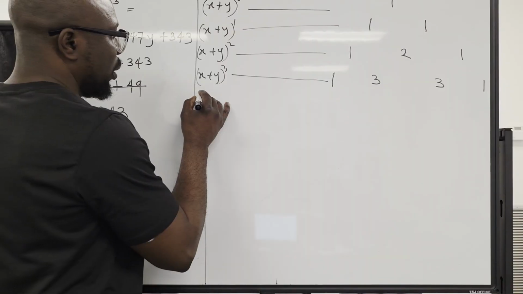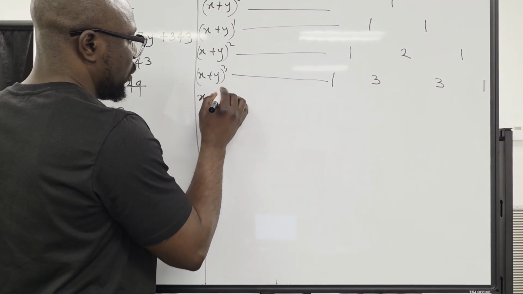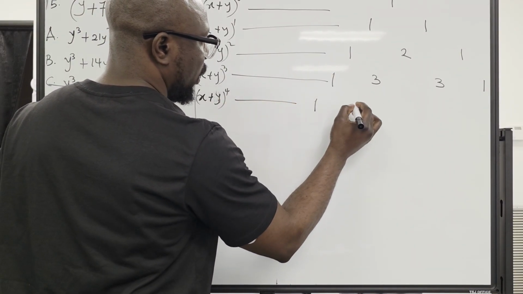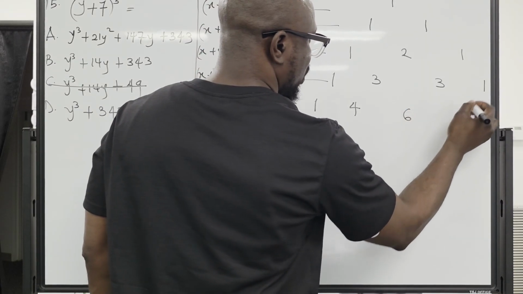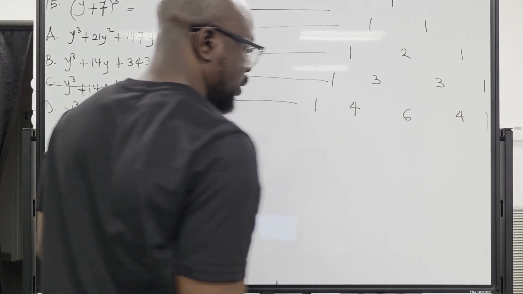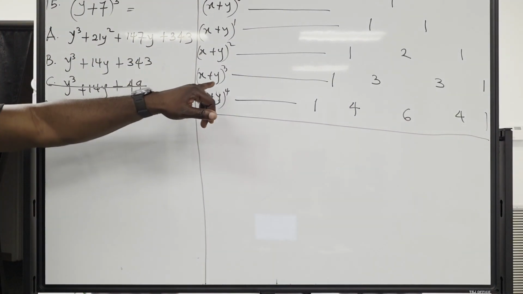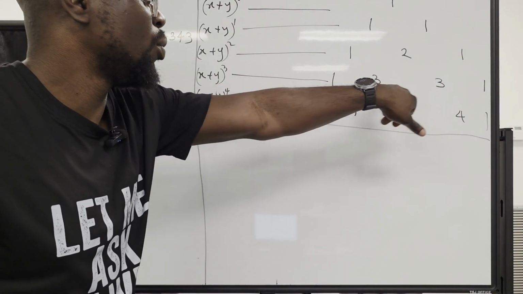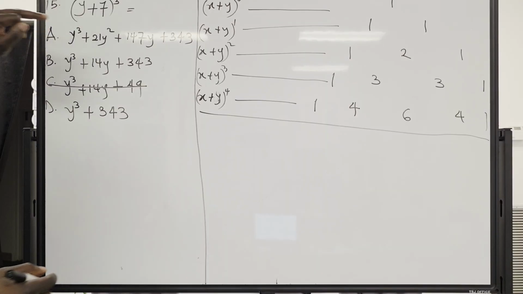We can keep going. X plus y raised to the power of 4 is going to be 1. 1 plus 3 is 4. 3 plus 3 is 6. 3 plus 1 is 4. And they have 1 at the end. So let's just stop right here. Now what we're concerned about is x plus y to the power of 3: 1, 3, 3, 1. That's what we're working with, because the power is 3 right here, which is what we have right here.